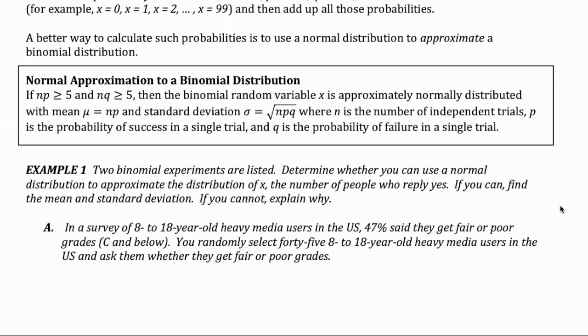If n times p, the number of trials times the probability of success, is greater than or equal to 5, and n times q, the number of trials times the probability of failure, is greater than or equal to 5, then the binomial random variable is approximately normally distributed. And then we can take a shortcut. The mean for the population will just be n times p, and the standard deviation will just be the square root of n times p times q. So this makes life a lot easier.